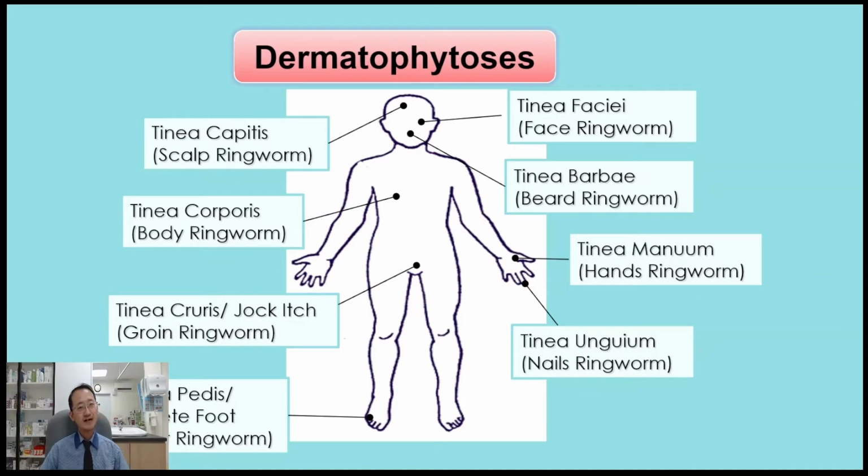So dermatophytosis, tinea, can have different presentations. We denote the tinea, and then behind it will indicate which body part. For example, tinea capitis on the scalp, tinea faciei on the face, tinea barbae on the beard area, tinea manuum on the hands, tinea unguium on the nails, or tinea cruris, tinea pedis.